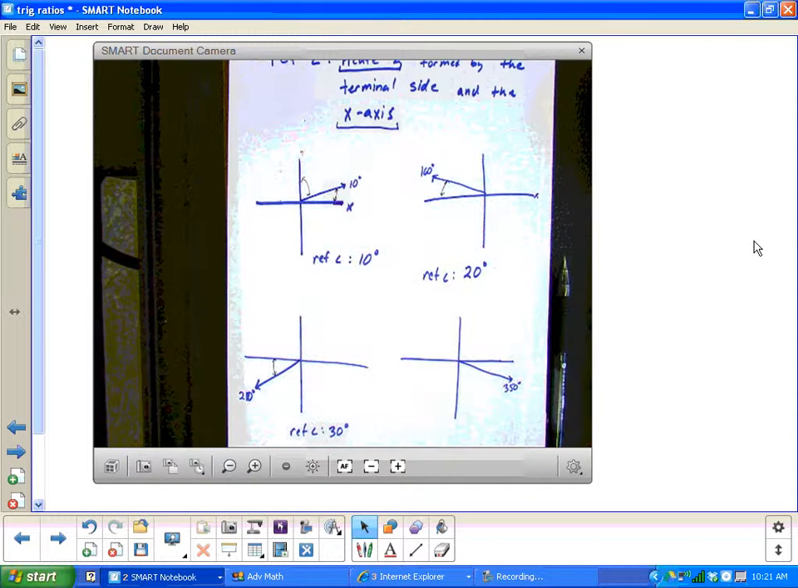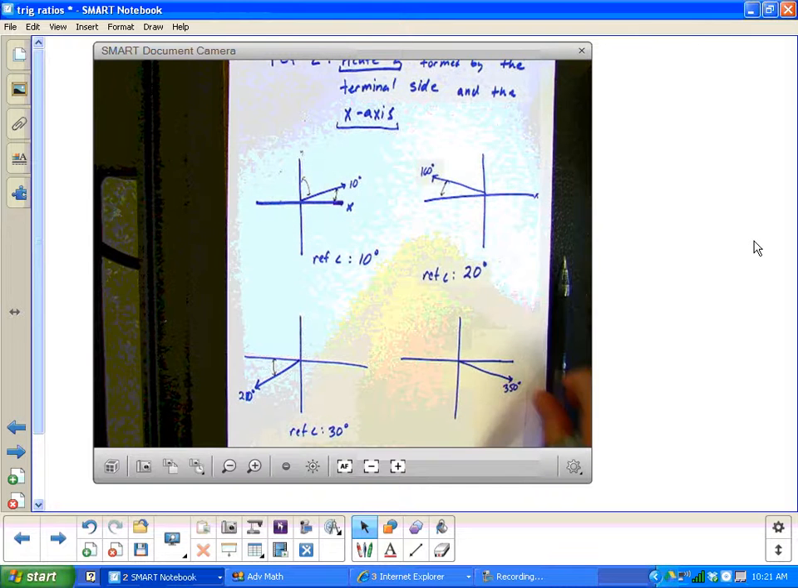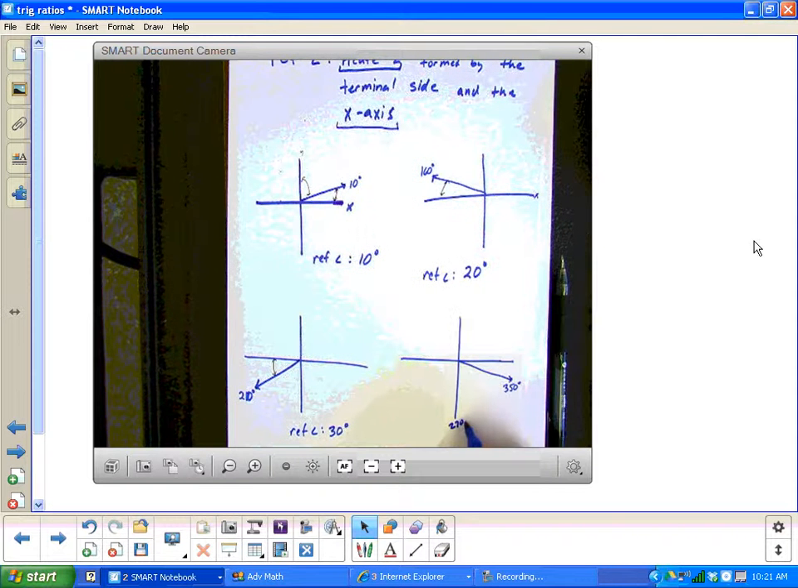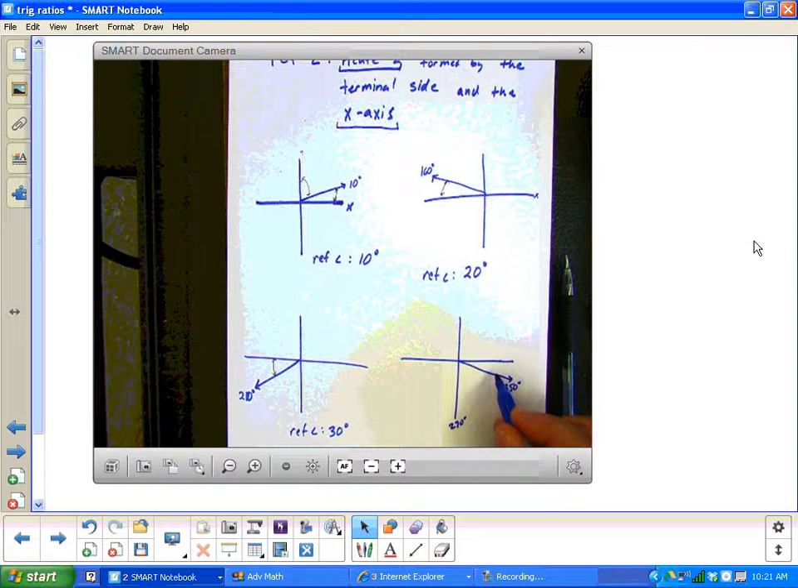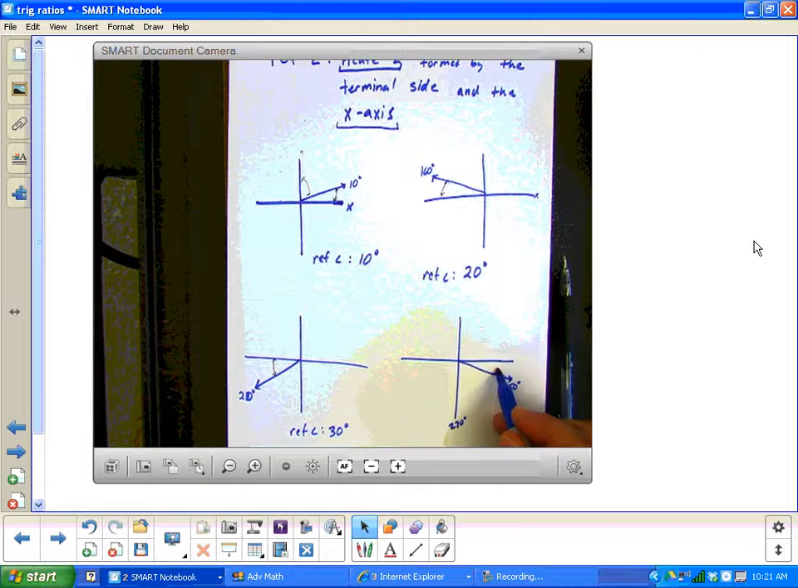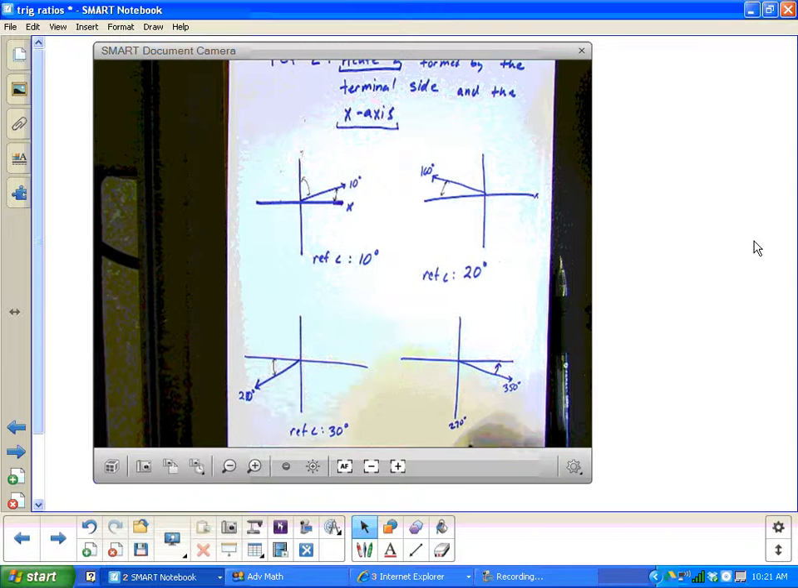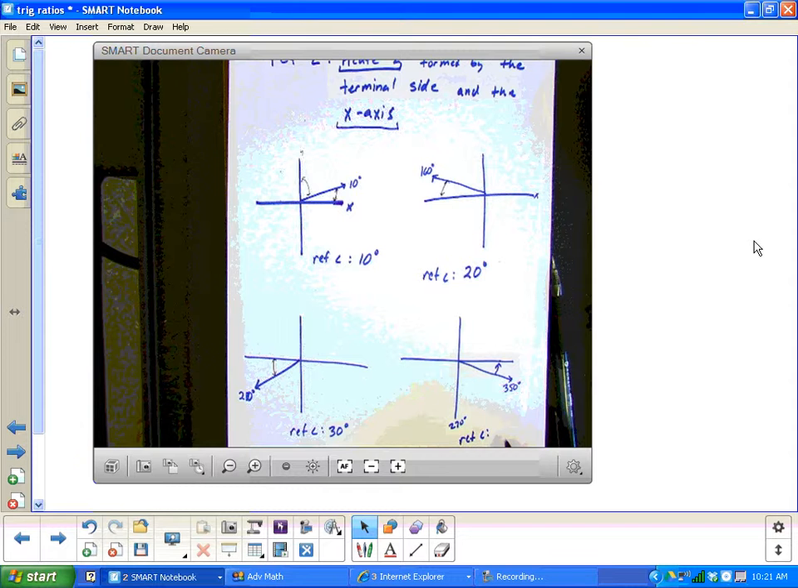Now, so here again, this is 270. Can we say, well, that's just 80 more and say the reference angle is 80? It's going to be 10. Because it's got to be what? Formed with the x-axis, and it's got to be acute. So that reference angle will be 10 degrees.